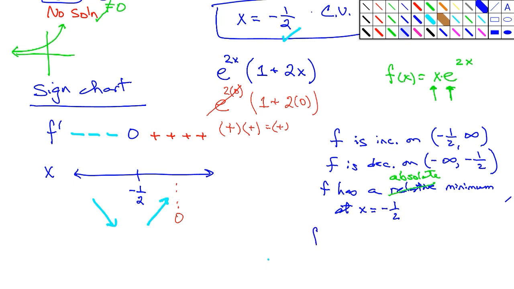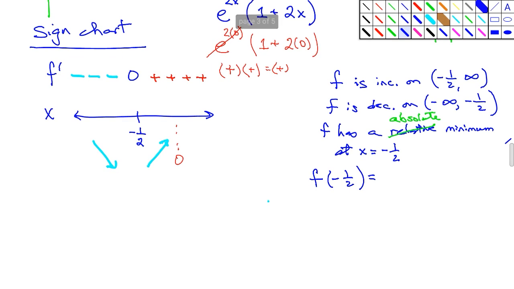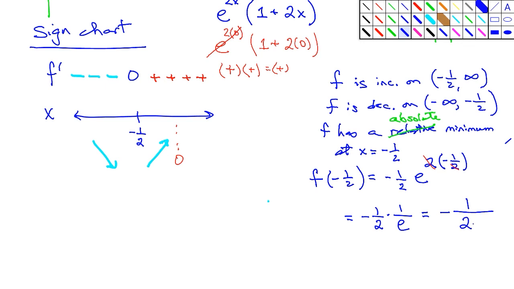Now the value of that absolute minimum is yet to be seen. So let's plug it into the original function. And that would be negative 1/2 times e raised to the 2 times negative 1/2. That's equal to negative 1/2 times, the 2's cancel, and that leaves me with an exponent of negative 1. But e to the negative 1 is 1 over e. And so this is negative 1 over 2e. And that's your absolute minimum value.